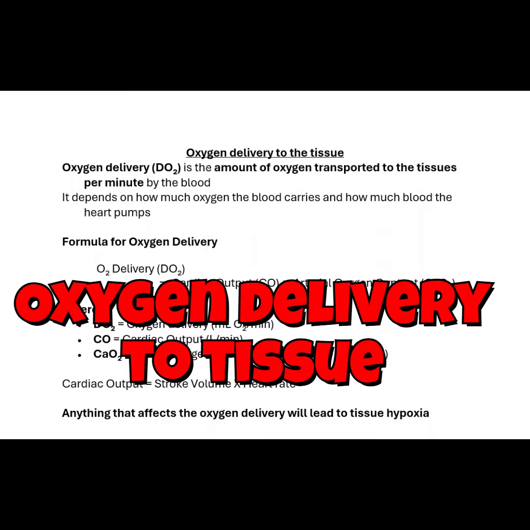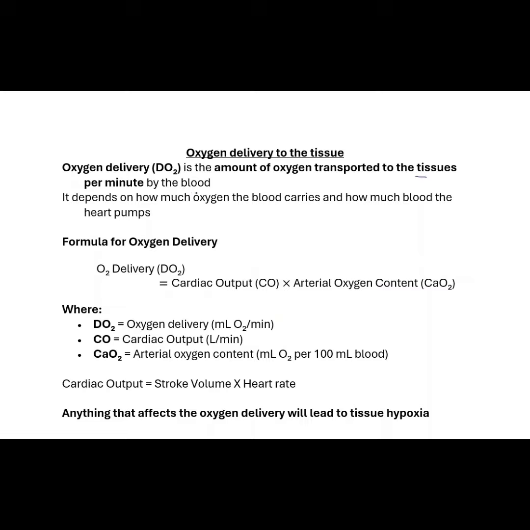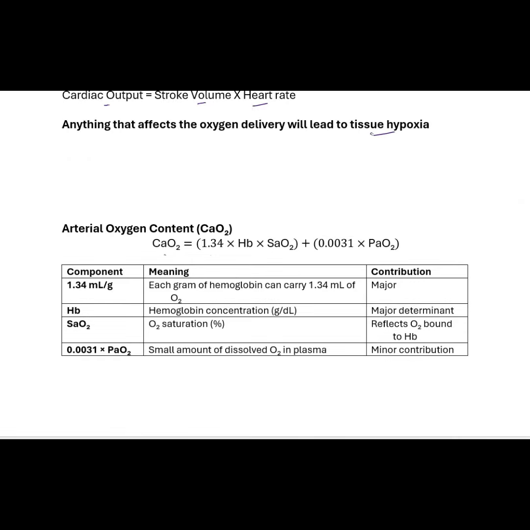When we look at oxygen delivery, this is the amount of oxygen transported to the tissue per minute by the blood. It depends on how much oxygen the blood carries and how much blood the heart pumps. The formula for oxygen delivery is cardiac output multiplied by arterial oxygen content. Cardiac output, if you remember, is stroke volume multiplied by heart rate. And anything that affects the oxygen delivery to the tissue will lead to tissue what? Hypoxia.